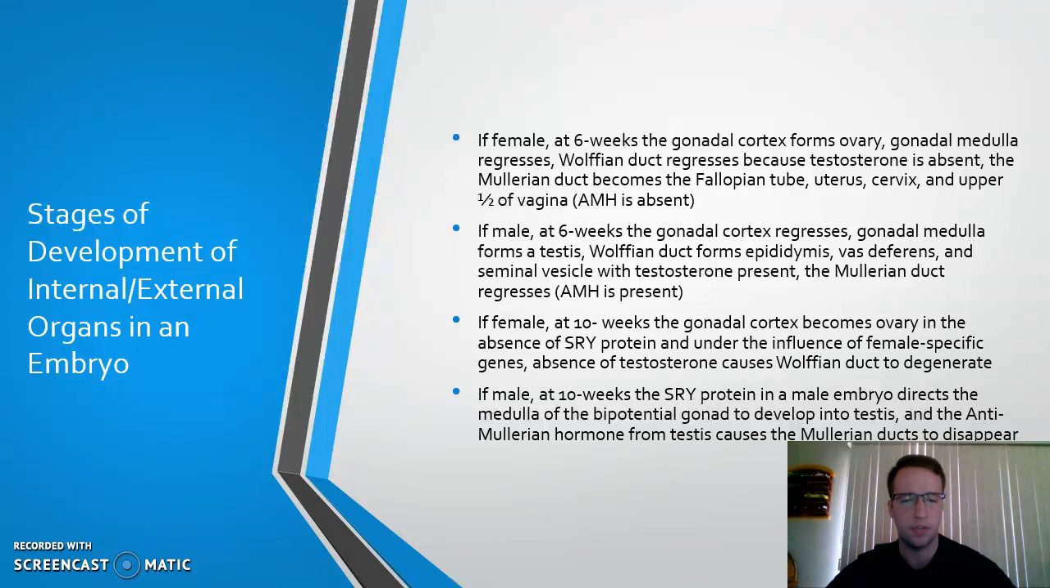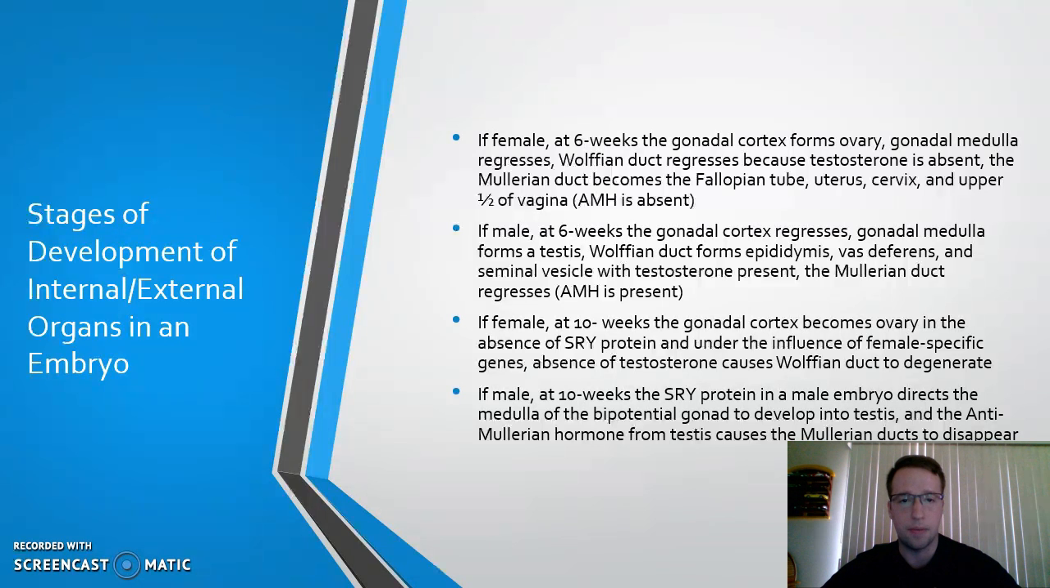So, more of a couple of summary slides, but important to note just when they occur and how they occur. At the 6-week mark, if it is a female, the gonadal cortex will form the ovaries, the gonadal medulla will regress, and the Wolffian duct will regress because testosterone is absent. The Mullerian duct will become the fallopian tube, uterus, cervix, and the upper half of the vagina. And at this point, anti-Mullerian hormone is absent.